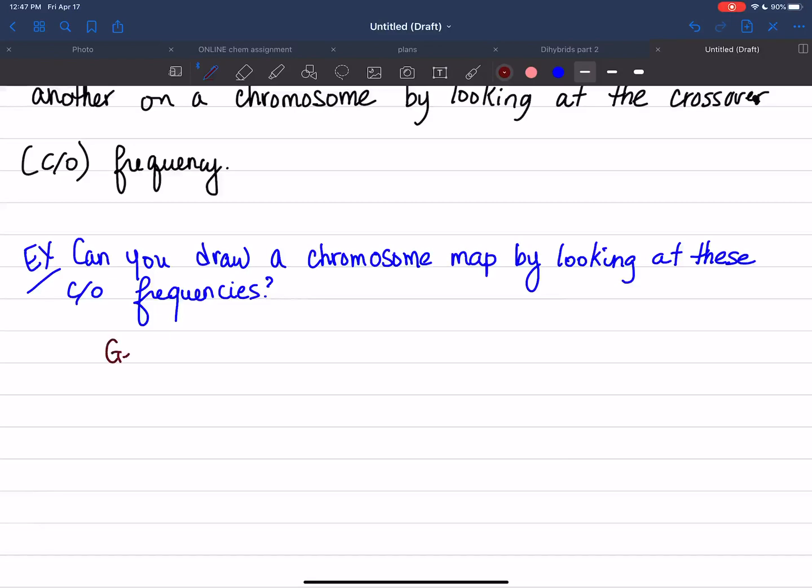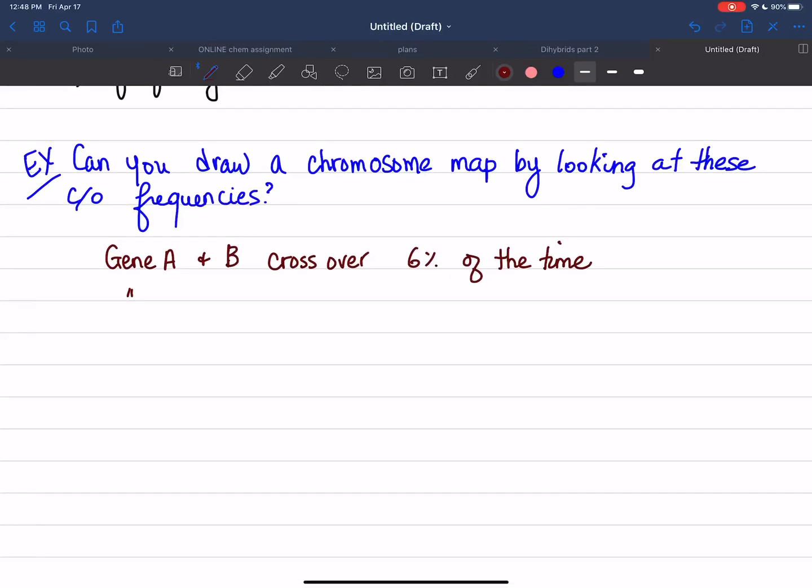So I'm going to say gene A and B cross over 6% of the time. So they have a crossover frequency of 6%. Okay, that means they end up on different chromosomes 6% of the time. Okay, gene A and C cross over 10% of the time, and gene B and C cross over 4% of the time.